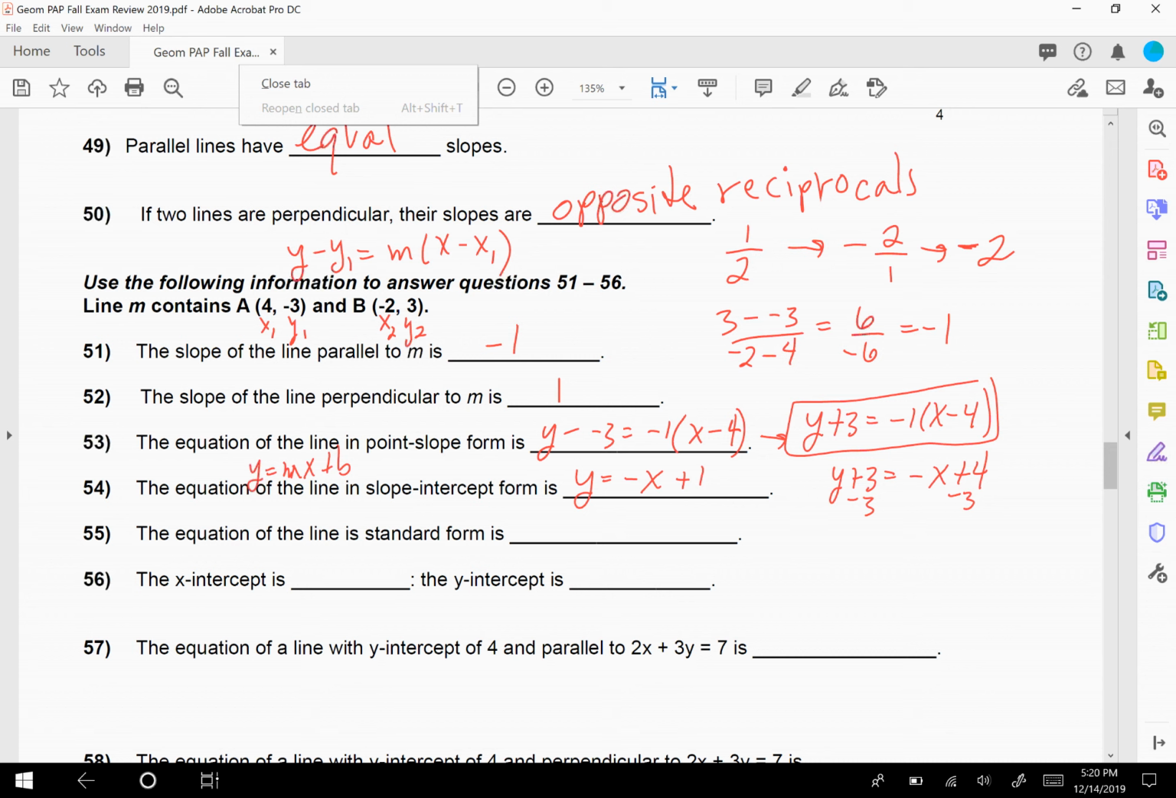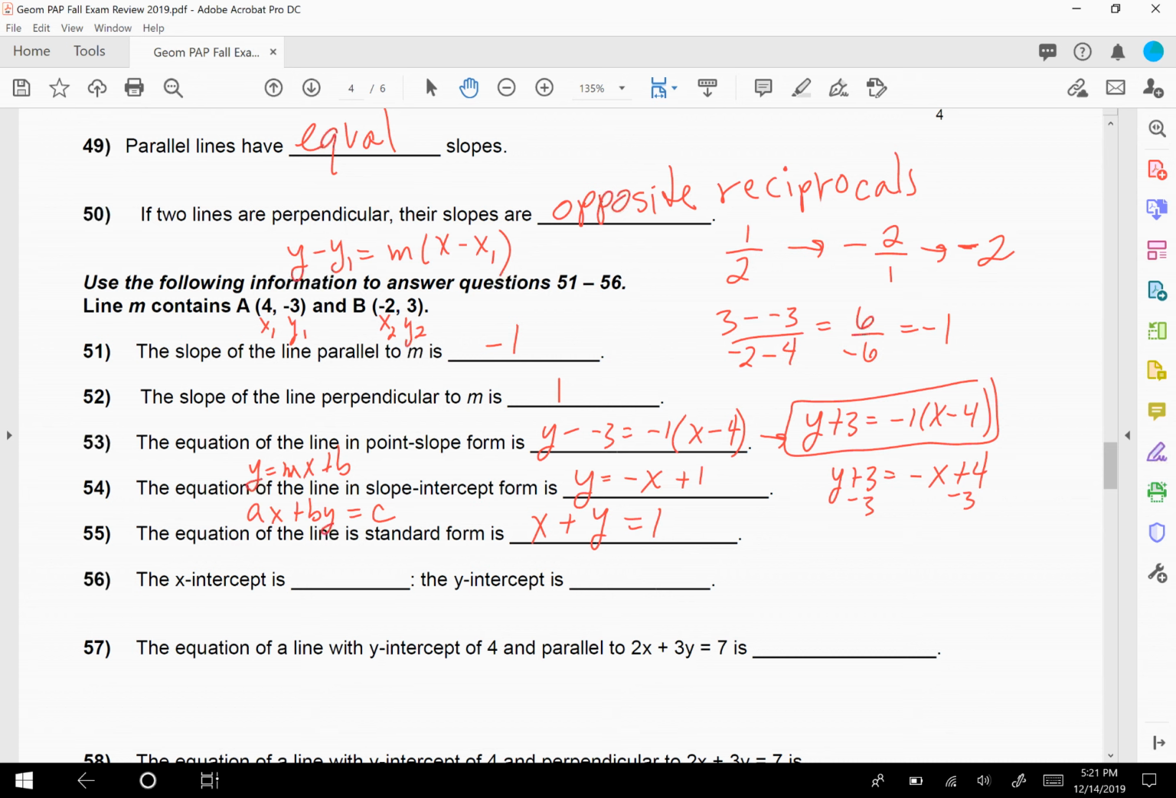Next one. It says the equation of the line in standard form is... Standard form is ax plus by equals c. A and b are the numbers in front of your x and y terms, the coefficients, and c is the constant. We have our slope-intercept form. Basically, you want to get your x and your y on the same side. If I move this negative x over here, it becomes positive x. So we have x plus y equals 1. And that's it. Just get your x and your y on the same side, and any plain numbers, constants, on the right-hand side.